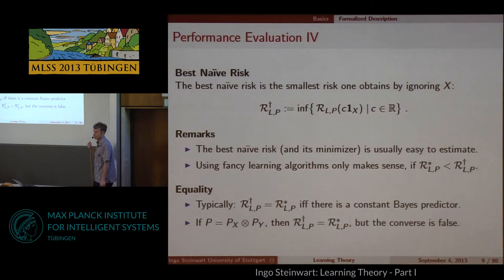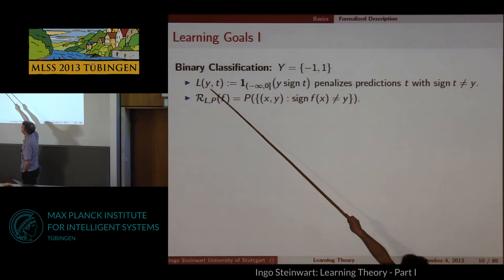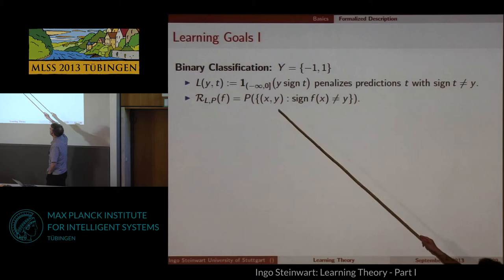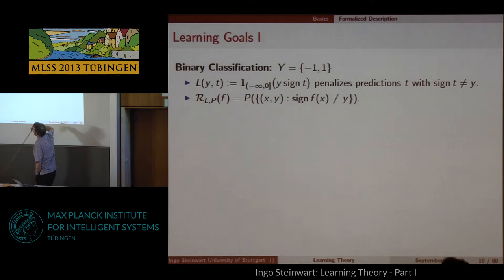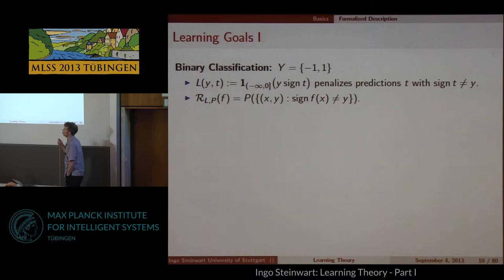OK, so we have introduced a couple of notions. Let us now have a few examples. So the first one is, again, binary classification. And here is probably the simplest way of formalizing binary classification. We, again, consider the labels plus and minus 1. And then consider a loss function, which is independent of x, so we just ignore it. And then give a prediction t the value 0 if y and t have the same sign. And if the sign is different, then we get a loss of 1. So this one basically indicates whether our prediction has the same sign as the label we observe.